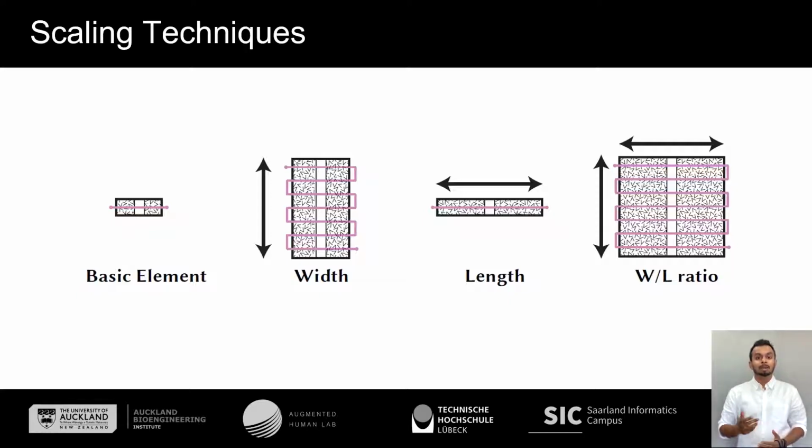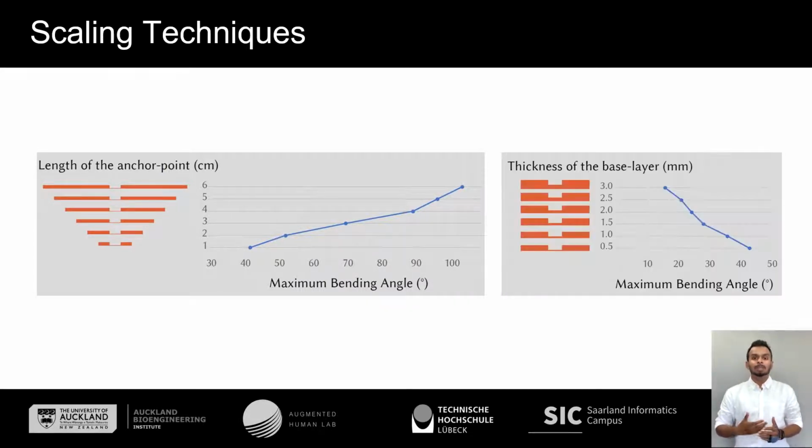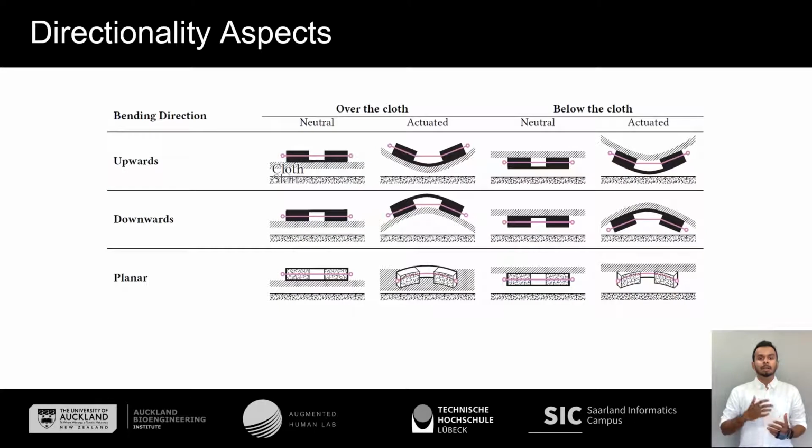For example, by using widthwise scaling, we can render a more distributed force over a larger area of clothing. In the same way, using the lengthwise scaling technique, one can achieve a stronger deformation force that can increase the bending angle. As shown here, you can see how the bending angle of the basic element increases with the anchor point length. Also, with different levels of rigidity in the clothing, we can control diverse actuation levels in terms of displacement.